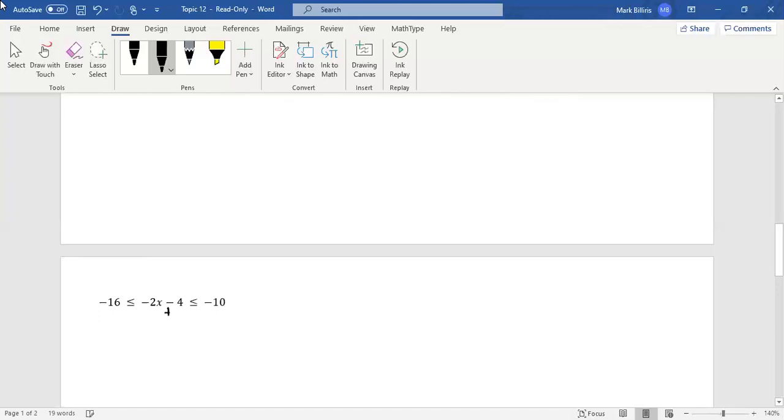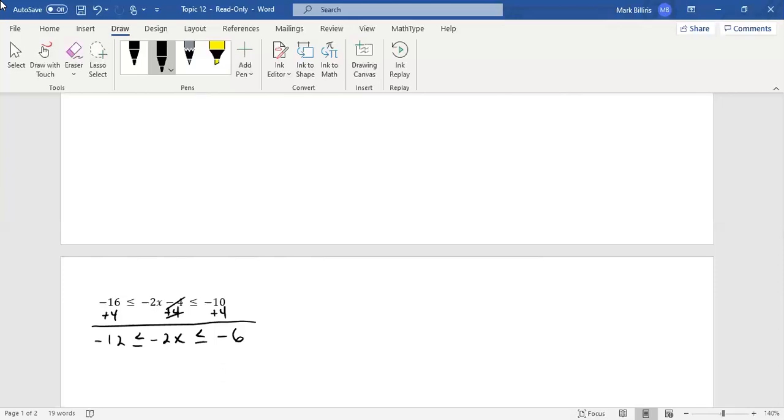So what I'm going to do is add 4. Now when I add 4, I add it to both sides of the inequality symbols. So this is going to give me negative 12 is less than or equal to negative 2x is less than or equal to negative 6. Your inequality symbols always point to the smallest number. So negative 12 is smaller than negative 6.